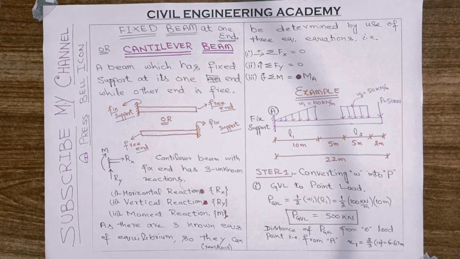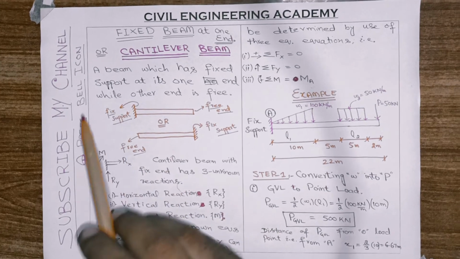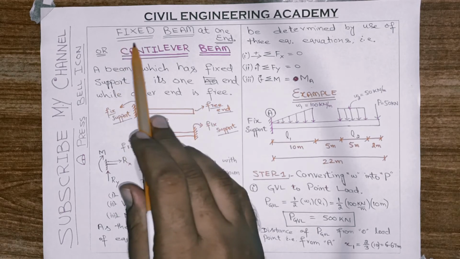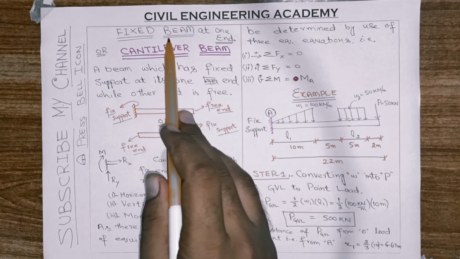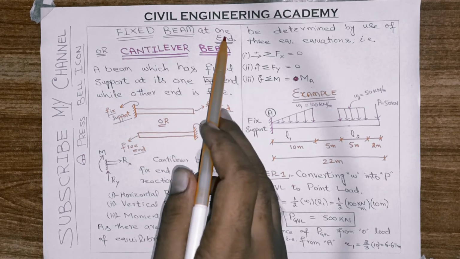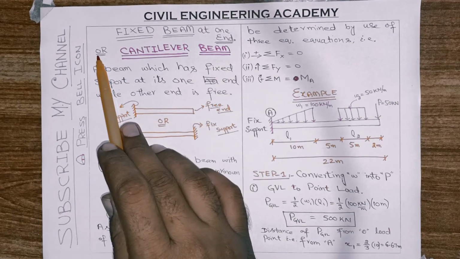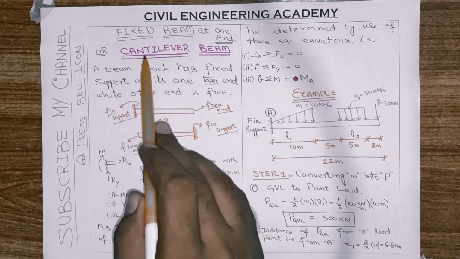Today I am going to discuss the fixed beam, a beam which is fixed at one end, not a completely fixed beam, but a beam which is fixed at one end. The other name for this beam is cantilever beam. What is a cantilever beam?